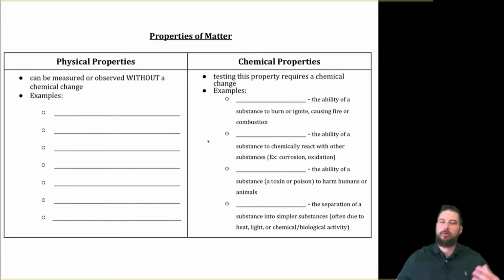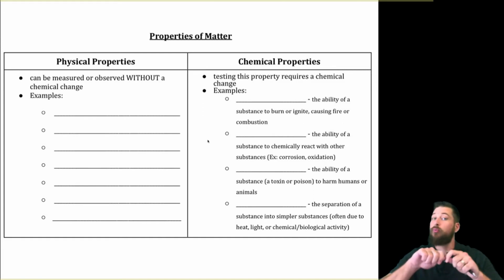All right, let's go ahead and talk about physical and chemical properties. Now, physical and chemical properties is similar to physical and chemical changes, except we're dealing with a characteristic that a substance has. To give you a refresher on what physical and chemical changes are, a physical change is a change in the substance where you do not get a new substance.